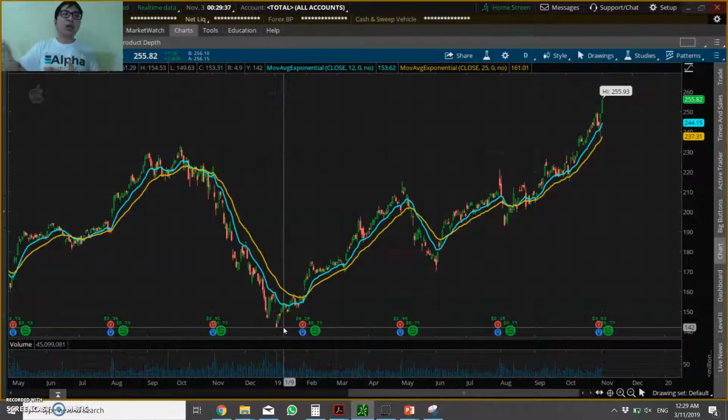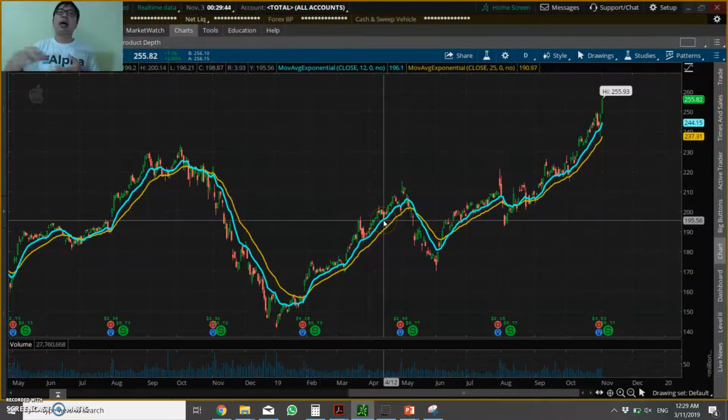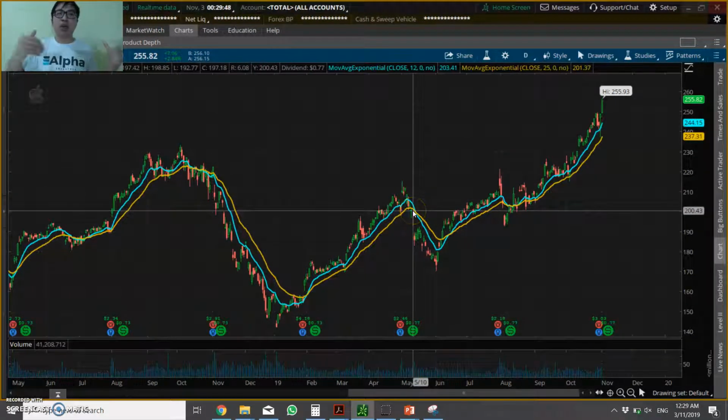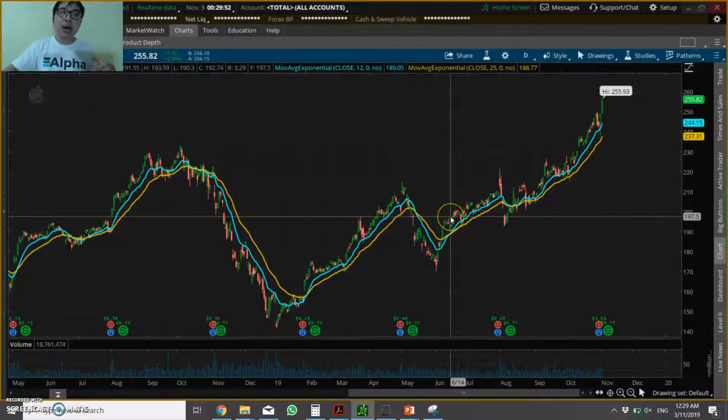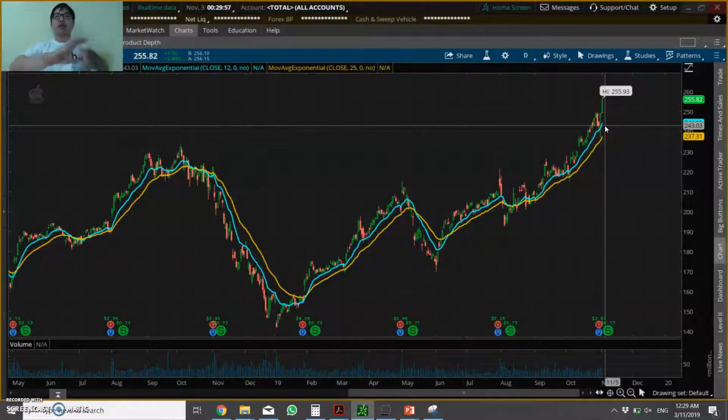Now, likewise, when the blue line crosses above the orange line, the market starts to go up. And then the blue line crosses below the orange line again, the market starts to sell down. Then the blue line crosses above the orange line, the market starts to go up and up and up. So it's very, very easy, very, very straightforward.